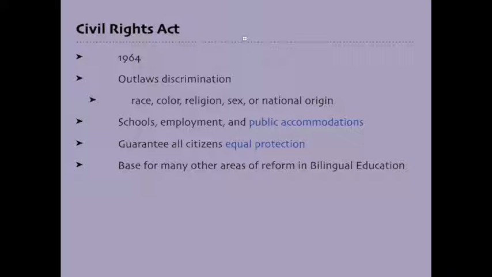The Civil Rights Act of 1964 outlaws discrimination based on race, sex, color, religion, or national origin. It also prohibits racial segregation in schools, employment, and public accommodations. Over the years, the Civil Rights Act has strengthened its ability to guarantee all citizens equal protection of the laws under the 14th Amendment. The impact it has had on ELL education is undeniable. This act has been a solid base for many other areas of reform in bilingual education.